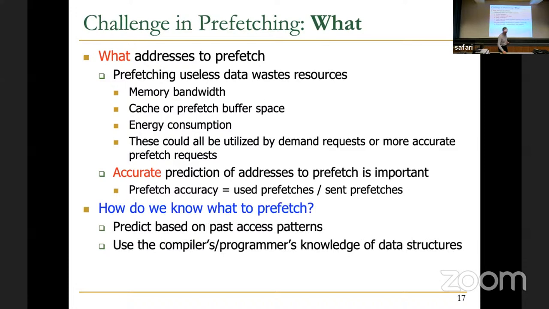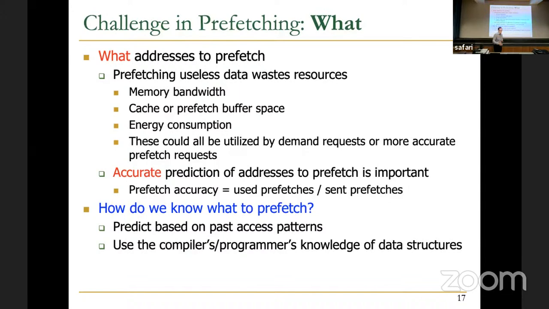That's dictated by the algorithm for prefetching. And one option is to predict based on past access patterns. And we will see this a lot. Another option could be using the compiler's or programmer's knowledge of data structures and their traversal, right? You could have one loop, for example, prefetching for another loop. If the compiler is smart, you could potentially do that. If the programmer is smart, they can also do that. But they should also make sure that the loop that's doing the prefetching doesn't stall too much, right? So there are a lot of tricks you can play, actually.